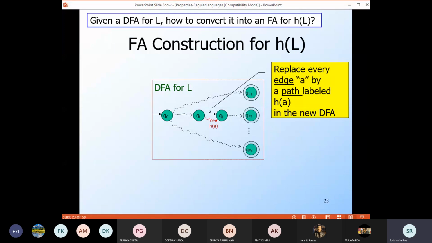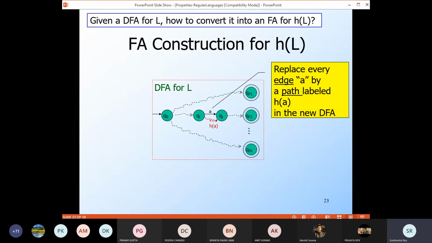If it had been a substitution and every symbol was replaced by a regular set or regular expression, then you would replace the edge by the finite automata for that regular expression, for that regular set. So it would be a little more complex, but it's still doable in the same manner. So this is just a simpler case or a special case of substitution.